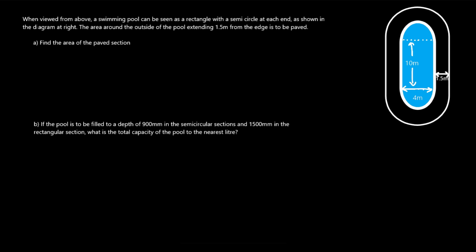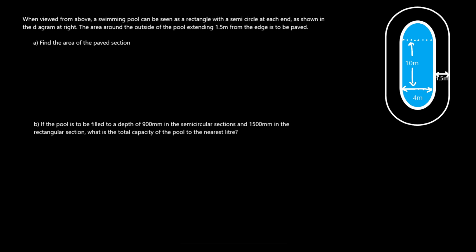Let's have a look. When viewed from above, a swimming pool can be seen as a rectangle with a semicircle at each end, as shown in the diagram at right. The area around the outside of the pool, extending 1.5 meters from the edge, is to be paved. Find the area of the paved section.